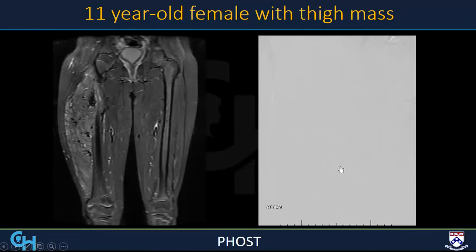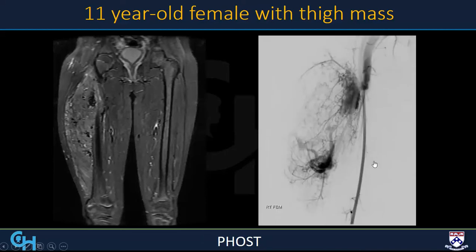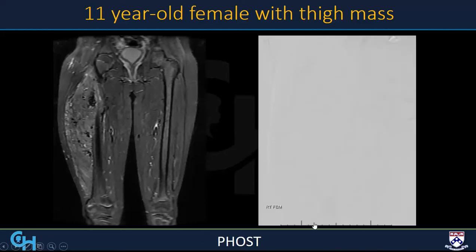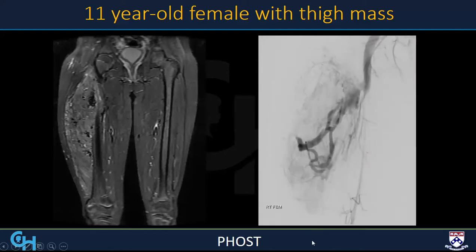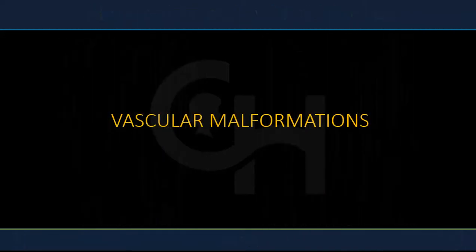The PTEN hamartomas need not look like that. Sometimes they're very massive and they have a lot of flow in them, as we see on this angiogram. You see this very large mass occupying the thigh with a lot of arteriovenous shunting, but this is also a PTEN hamartoma of the soft tissues. So we've discussed a quick overview of vascular tumors. We'll move on to vascular malformations.